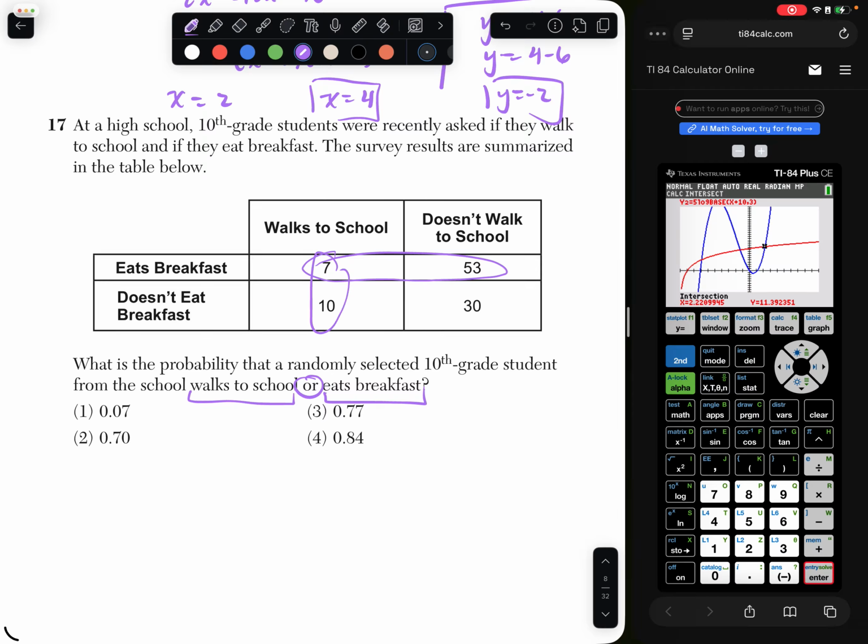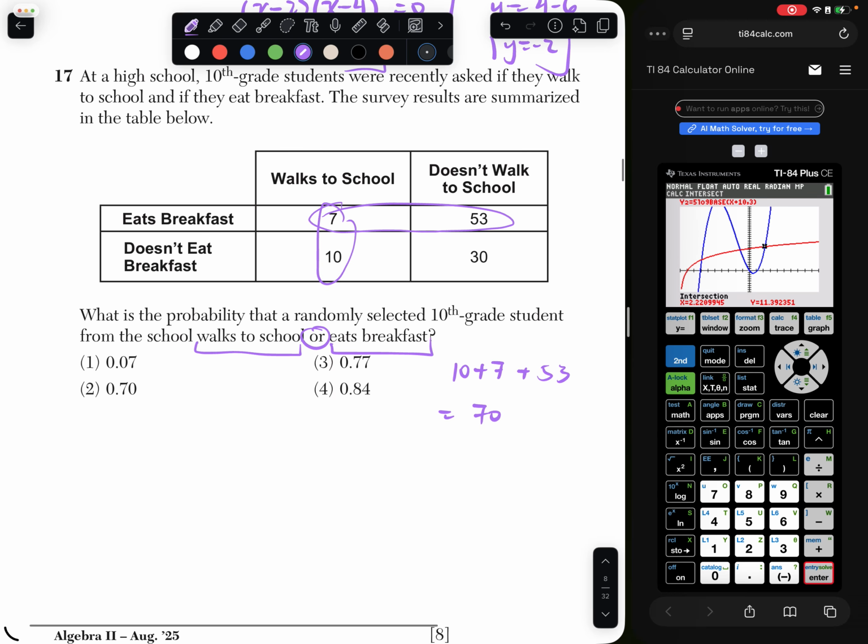So to find the probability, I want the number of the ones that I want over the total number. These are the people that I want, so it's going to be 10 plus 7 plus 53, which is equal to 70. And then the total number: all this combined is 70, and I just got to add 30. So my total is going to be 100. So then my probability is going to be 70 over 100, which is equal to 0.7. The answer is choice 2.